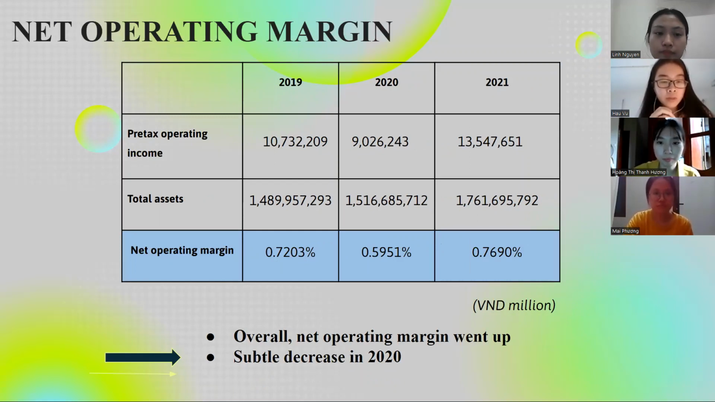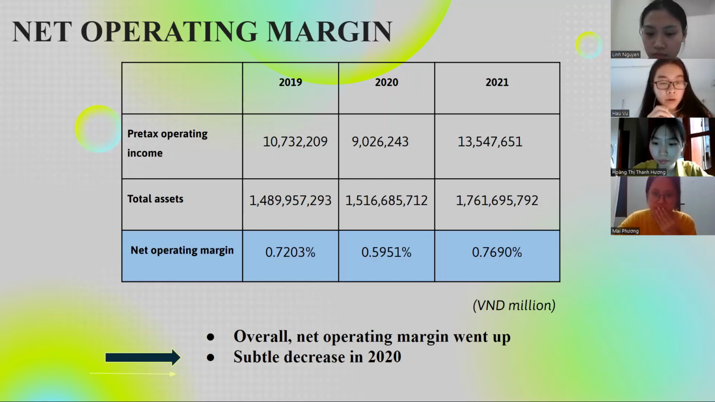The trend of net operating income is similar to that of net interest margin. The bank's net operating margin increased by 0.048% from 2019 to 2021. The lower net operating margin in 2020 compared to that in 2019 is not a sign indicating the worst performance of BIDV during the two years 2021 and 2020.